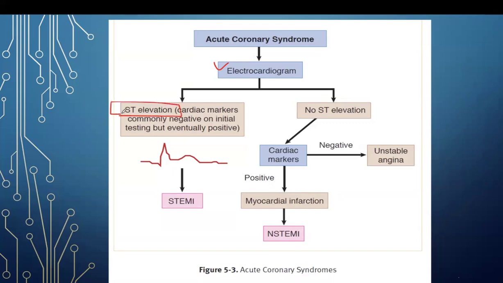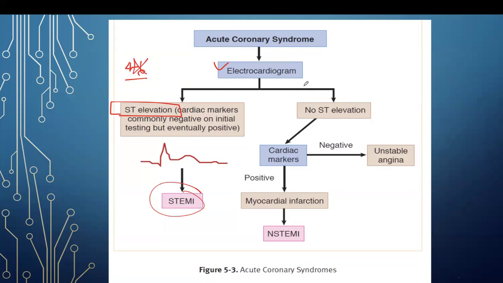So if it is a ST elevation MI, then we don't need to wait for the cardiac marker to treat the patient, because sometimes a cardiac marker like even troponin can take 4 to 6 hours to start increasing. We can't wait for that. So if you get a ST elevation MI, the patient will be treated as a ST elevated MI straight away. No need of waiting for troponin.